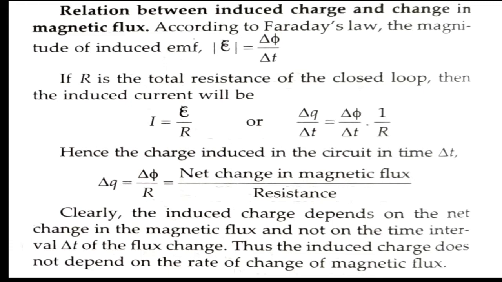That means the charge induced in the circuit in a time delta T is delta phi by R, that is, the net change in magnetic flux divided by resistance. That is, the induced charge depends on the net change in magnetic flux and not on the time interval delta t of the flux change. So that is a very important equation: induced charge does not depend on the time of flux change. It depends only on the flux change.